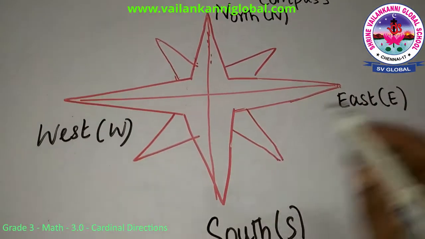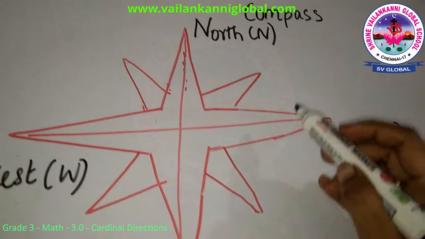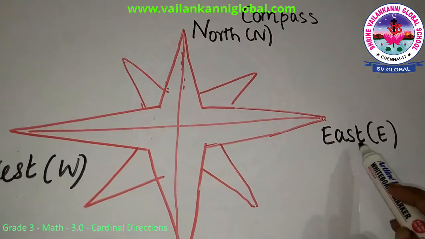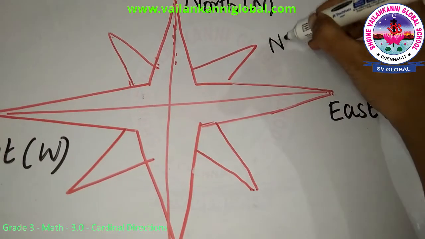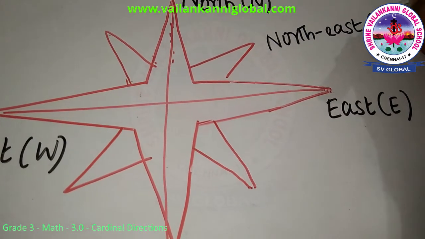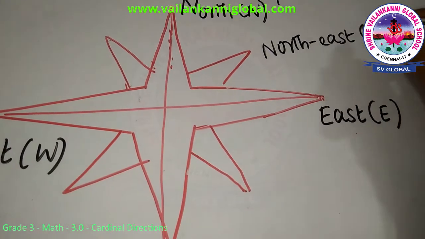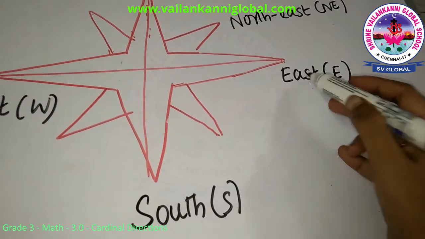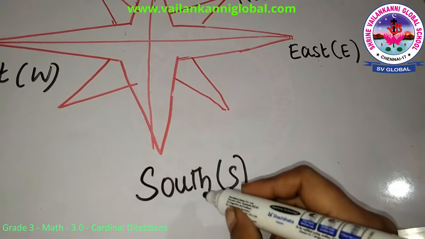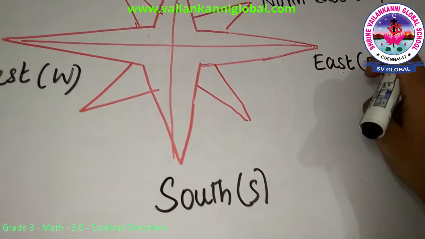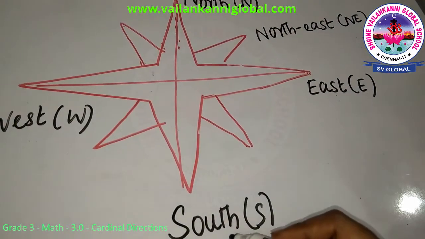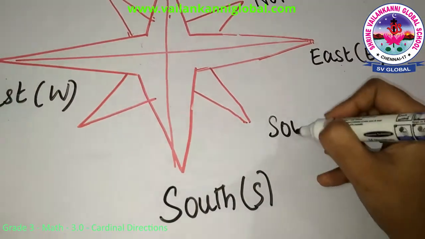So these are the four main points, and there are some more points, which is nothing but between the north and the east you have the northeast. The direction is northeast, or simply NE. So NE is northeast, and between your east and south is your southeast. You will not say it as east south, but you will call this southeast. Always with the main direction north and south you will name it. So this is southeast.